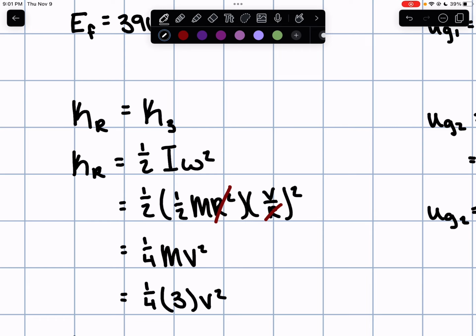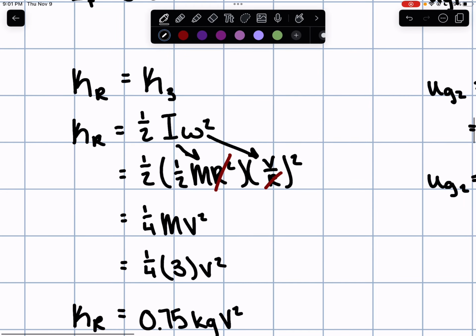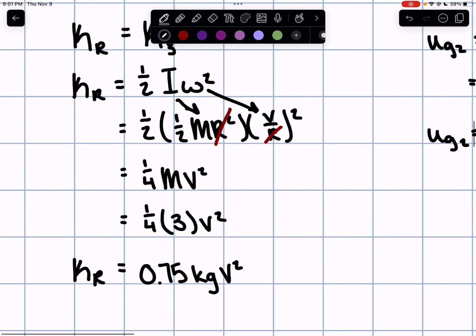So let's try and put this in terms of the velocity. We can do that by plugging in our moment of inertia for a uniform disk, and then using v over r squared as a substitution for omega. This is going to allow us to do algebra and simplify the equation to 1/4 mv squared. We're going to plug in the mass of the pulley, and then we get 0.75 kilograms v squared.